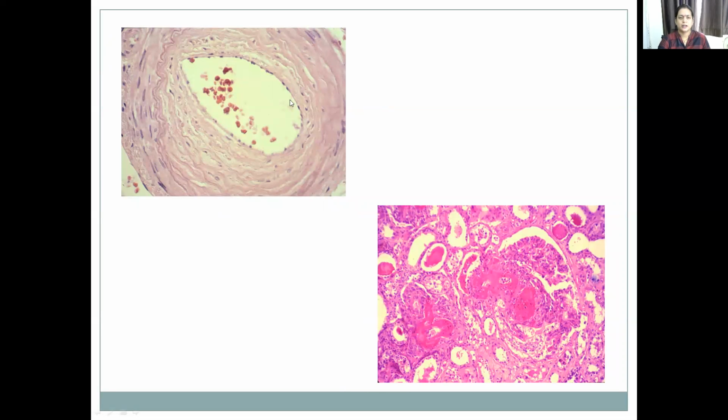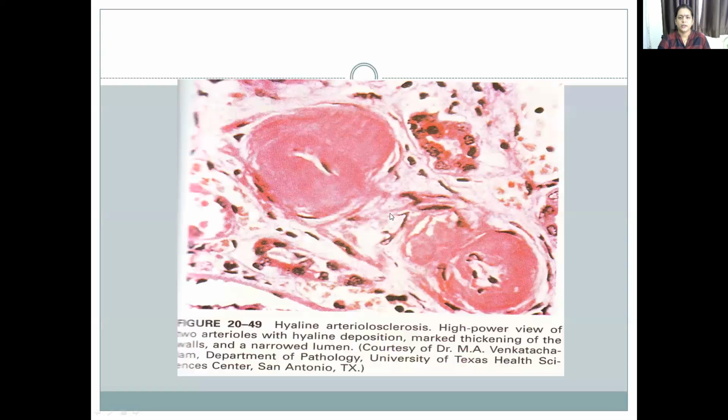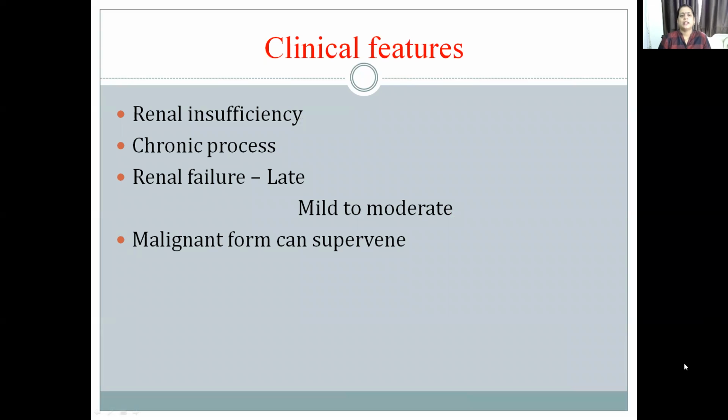This is the vessel, you're finding the changes, and here also you're finding some of the same changes. Periglomerular fibrosis here, and then there are some hyaline droplets that are seen in the tubules. Okay, this is the hyaline arteriosclerosis of the vessel. Same hyaline arteriosclerosis. So what are the clinical features?